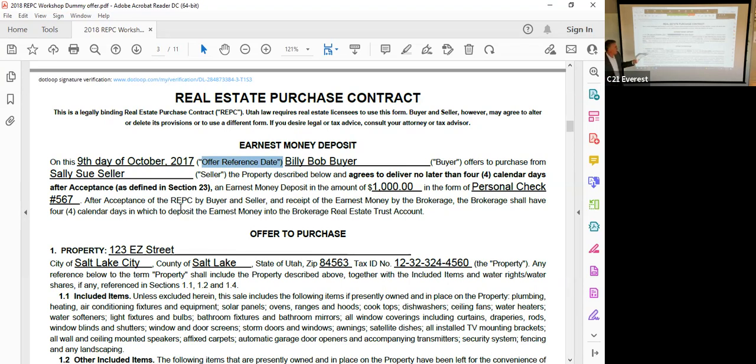Okay. Next, we get to the buyer. In this case, we've got Billy Bob Buyer. As we go through this, when we get to each section, I'm going to ask you guys if you have any concerns with that. So do you have any concerns with the name Billy Bob Buyer?